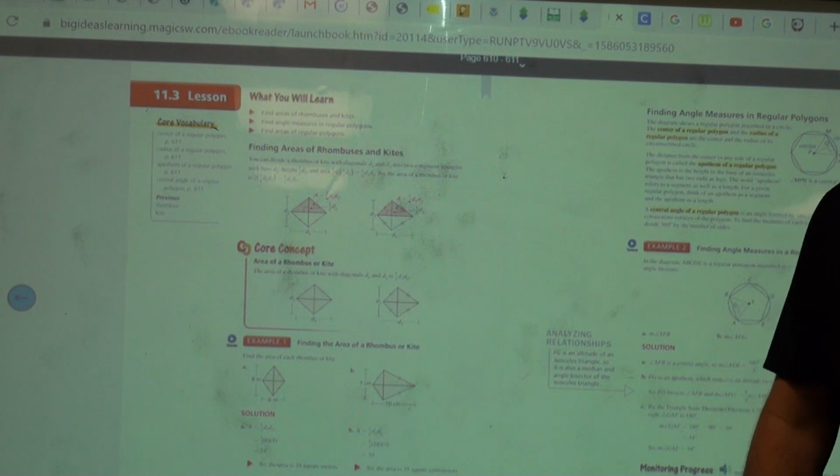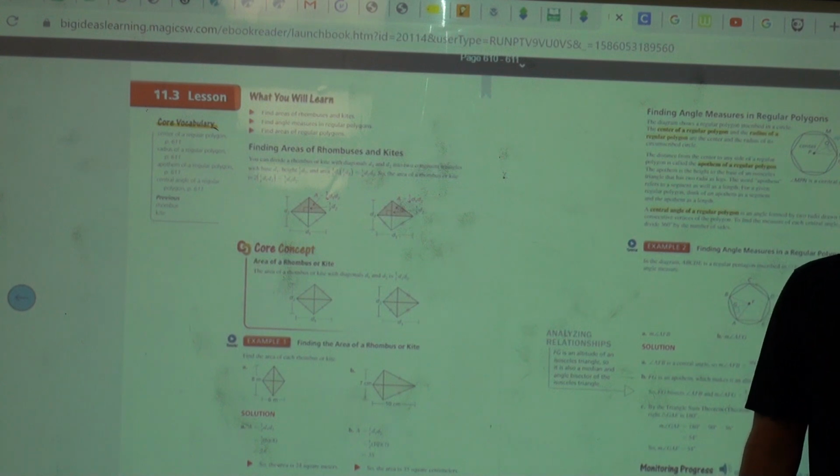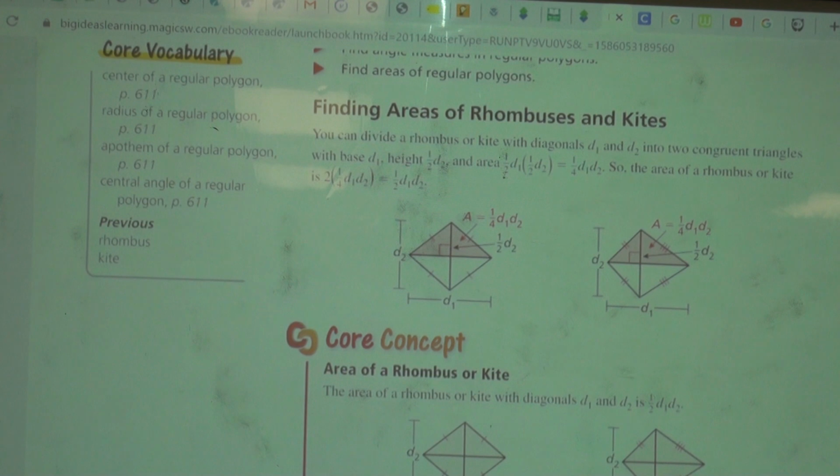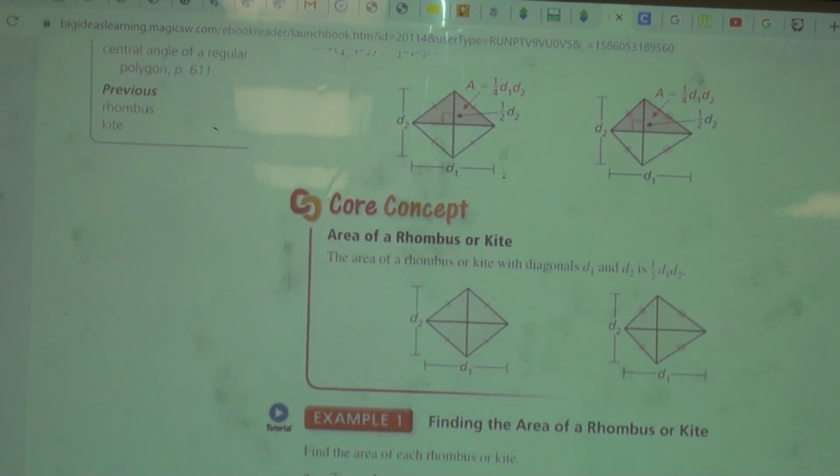So we've done areas of triangles, areas of circles, area of rectangles and squares. Those are the most basic and common. This chapter is going to touch on areas of non-regular polygons. What I mean by that is not squares, rectangles, circles, or triangles, okay? We're not going to spend a lot of time on this with what we have left in school, but I want to at least touch on it so you're familiar with it, okay? So again, page 610, finding areas of a rhombus and a kite, okay?